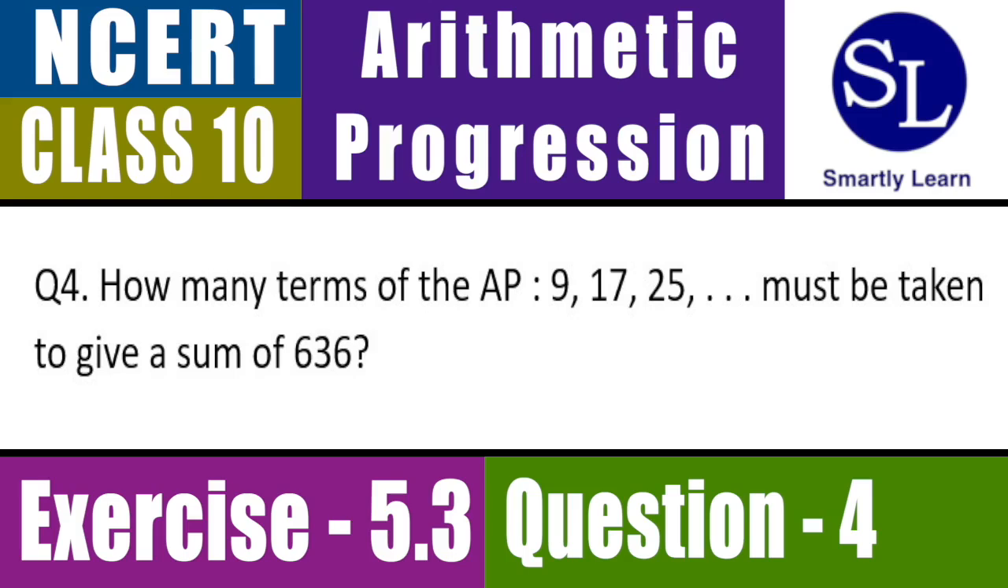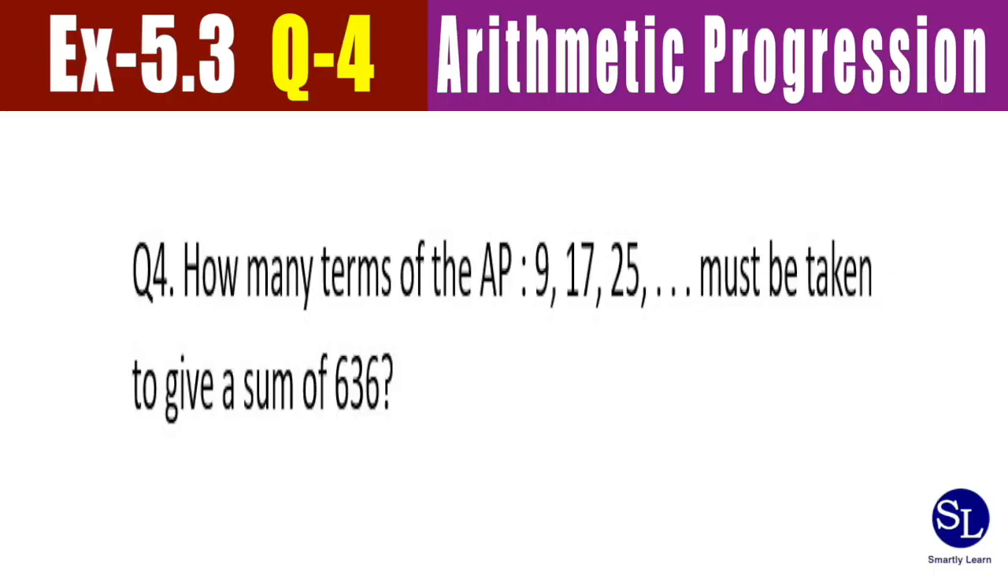In this video, we will see how to solve the fourth question in exercise 5.3. Now look at the problem first. How many terms of the AP 9, 17, 25 and so on must be taken to give a sum of 636? So let's write the AP first.